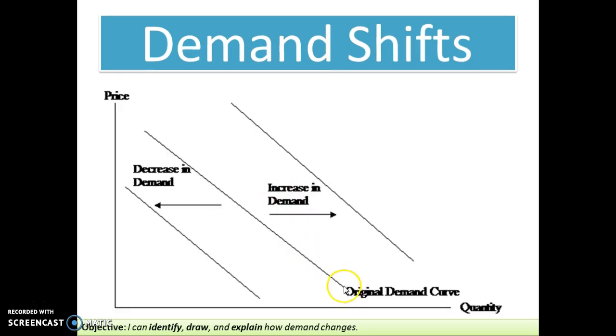We have our original demand curve. This is D1. We have an arrow that comes out from that curve, and we show our new demand. The opposite would happen if we had a demand decrease as well.